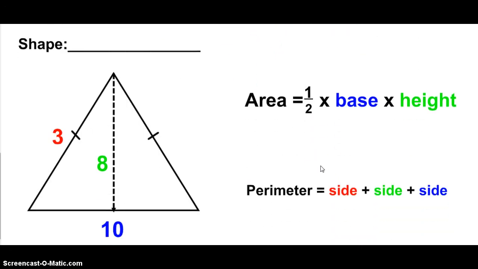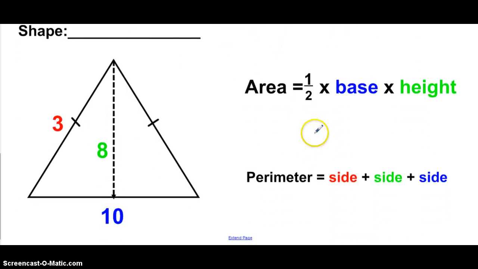And finally, we have triangles, which is just the area equals 1/2 base times height. So to find the area, I would take 1/2 the base, which is 10. So 1/2 times 10 times the height, which is not 3, but 8. I put this into my calculator just like that, and I get 40. So this triangle has an area of 40.